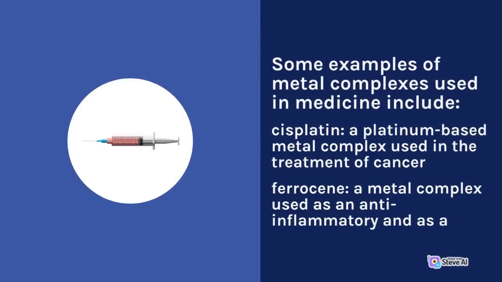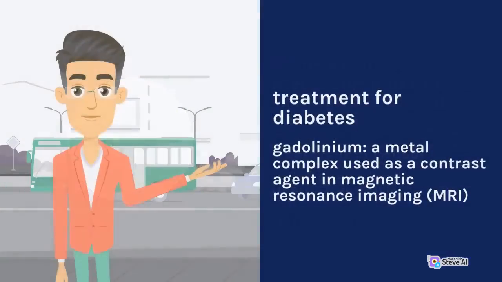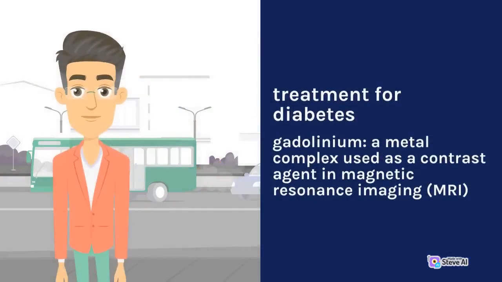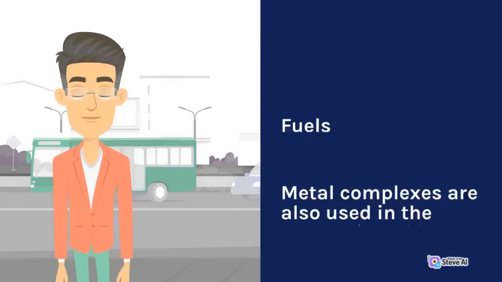Some examples of metal complexes used in medicine include cisplatin, a platinum-based metal complex used in the treatment of cancer. Ferrocene, a metal complex used as an anti-inflammatory and as a treatment for diabetes. Gadolinium, a metal complex used as a contrast agent in magnetic resonance imaging, MRI.